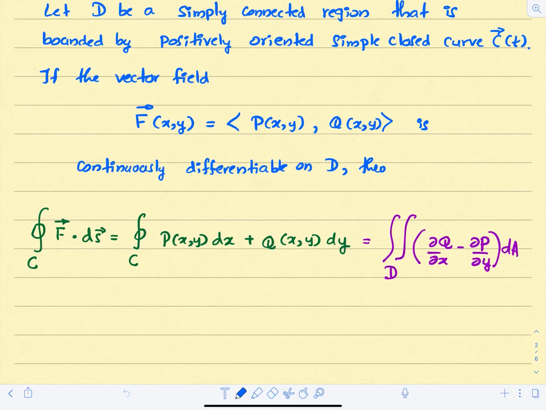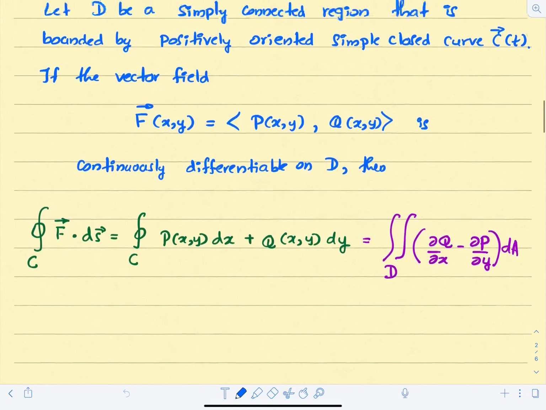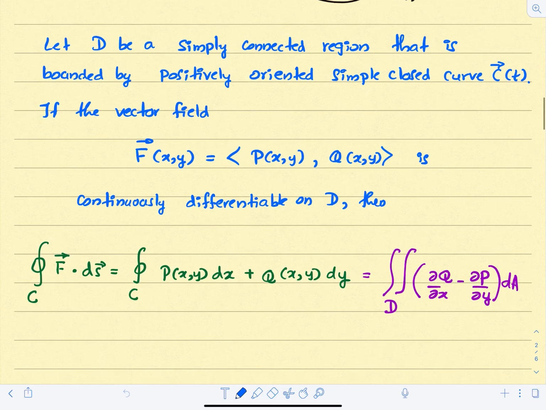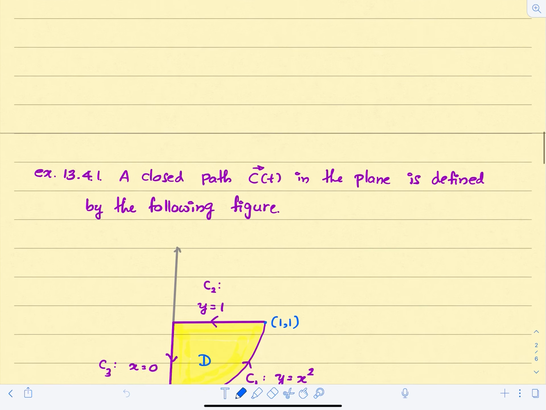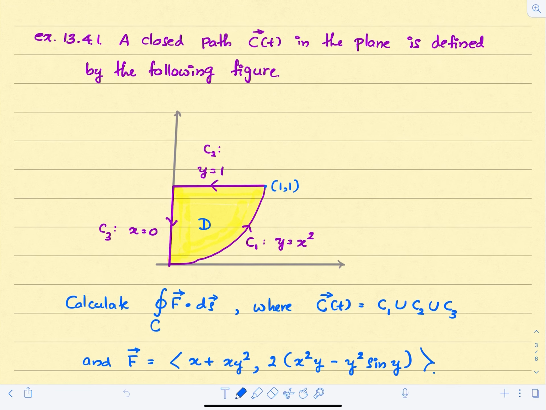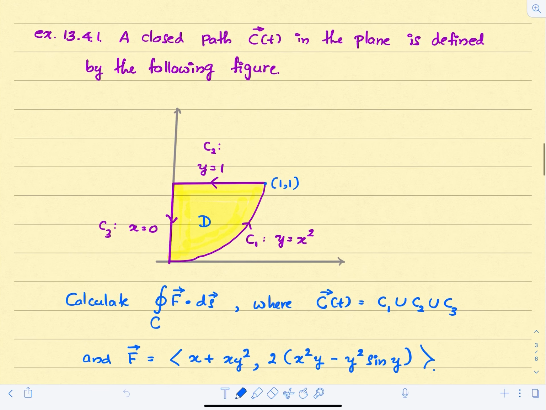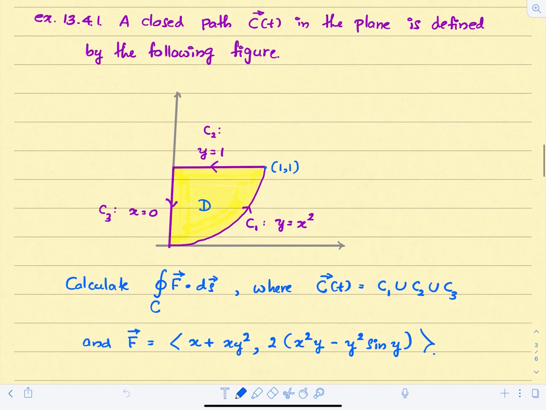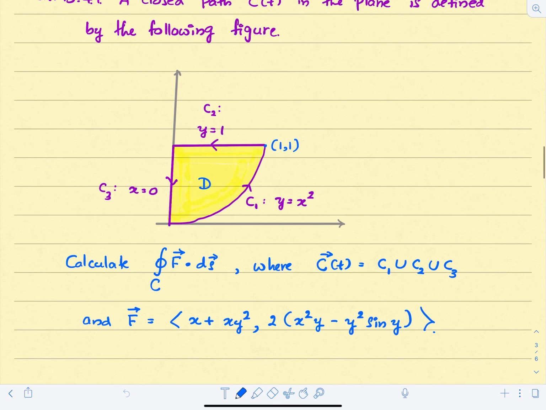Now let's consider an application of Green's theorem. Okay, so here's the first example. We have a closed curve that is defined in the plane, and our closed curve C contains three paths, the union of three paths C1, C2 and C3.